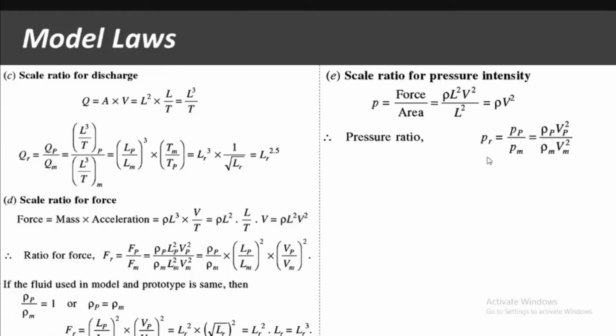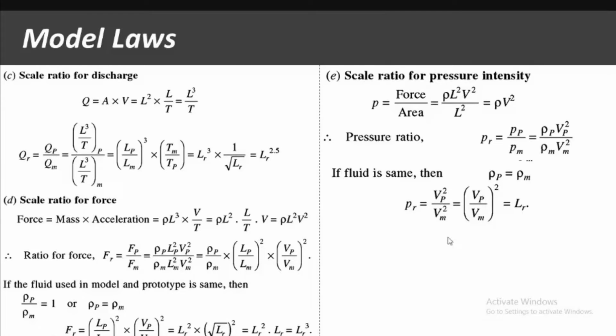Okay. Therefore pressure ratio is pressure of prototype divided by pressure of model. So it is rho P into VP square divided by rho M into VM square. Okay. Again, density of model and prototype are same if fluid is same. Okay. Therefore it is simply VP square by VM square. So VP by VM whole bracket square, that means velocity ratio square. And we know velocity ratio is root of LR, whole bracket square. So यहाँ पे square और square root cancel होगा. Finally we will have LR. So pressure ratio equals to LR.